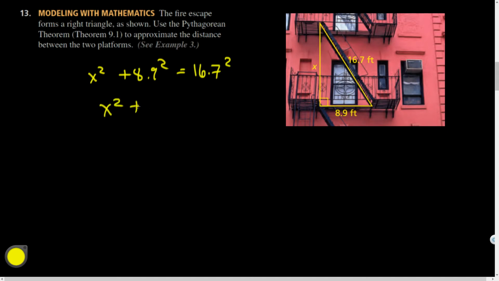X squared plus something is definitely 79.21 equals. Man, I'm speed running this homework. It's so great. And then I'd subtract from both sides. And I get, ooh, look at that, 199.68. Root both sides, plus or minus. Don't forget it.